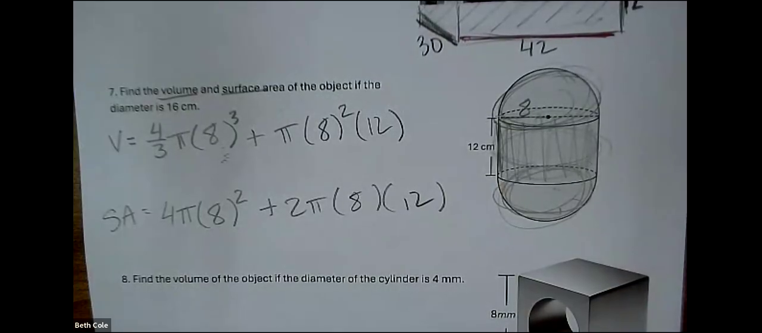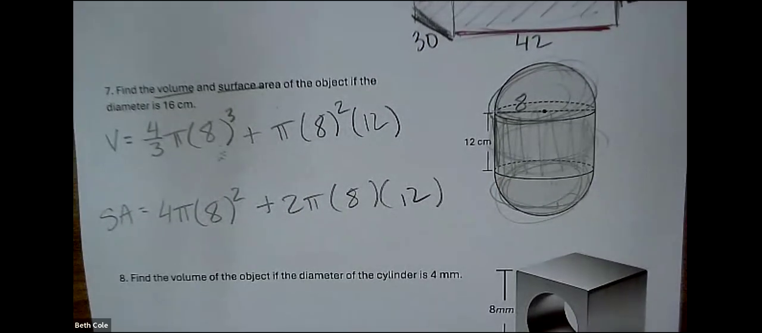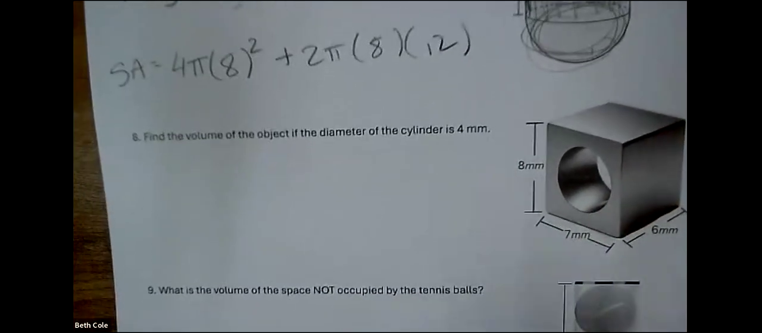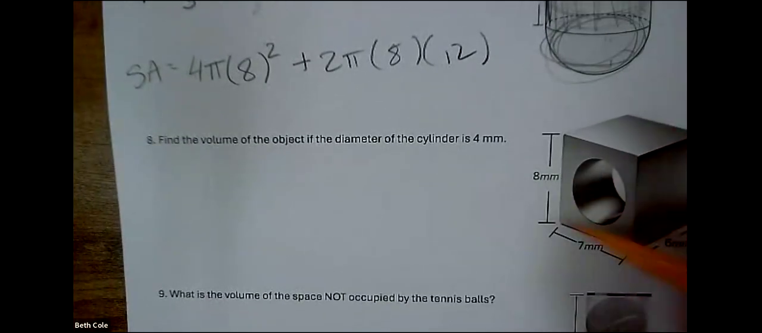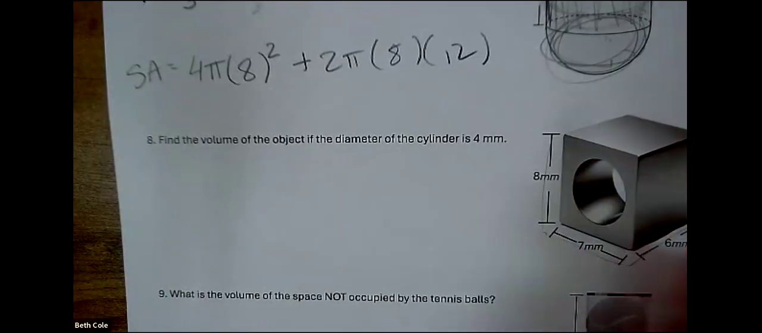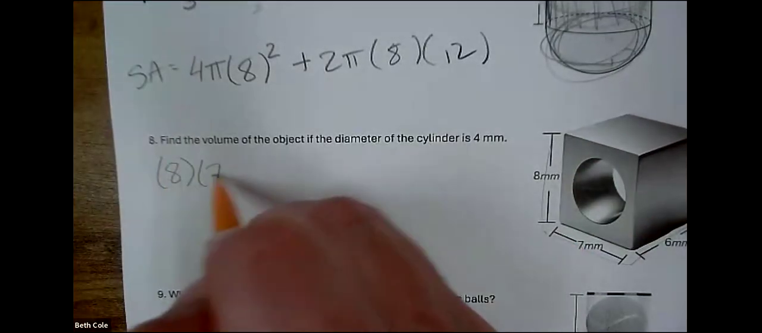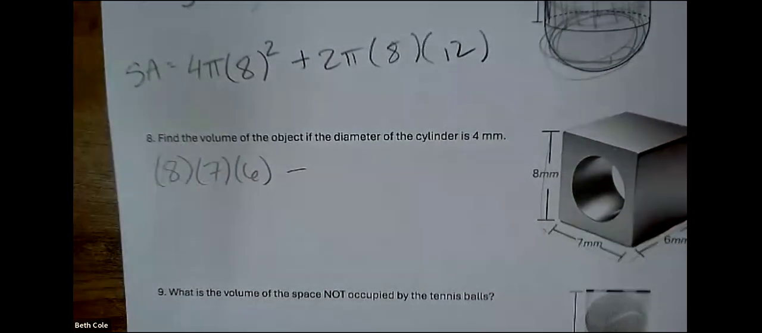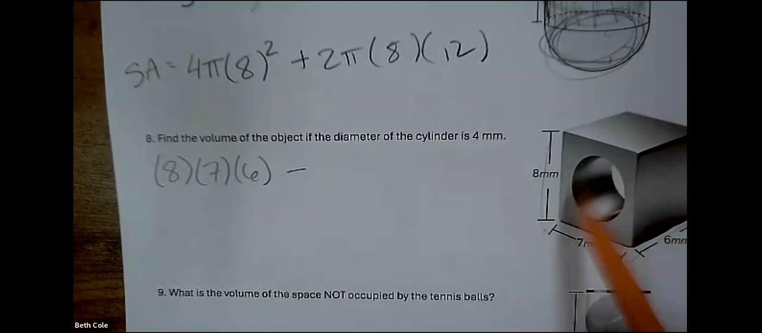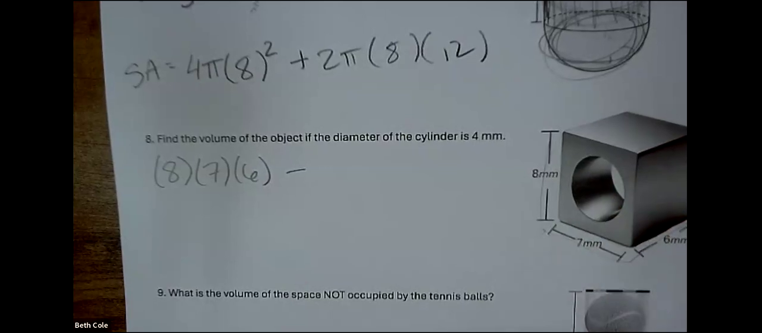Cool. 2 more. Hang in there with me. We're a third of the way through the block because the bell's just rang. All right, find the volume of the object. So we're going to do the entire thing and then subtract out this cylinder that got punched through it. So the whole object is going to be this 8 times 7 times 6. You're just going to multiply all those together. And then you're going to subtract the cylinder that got punched out of the middle.